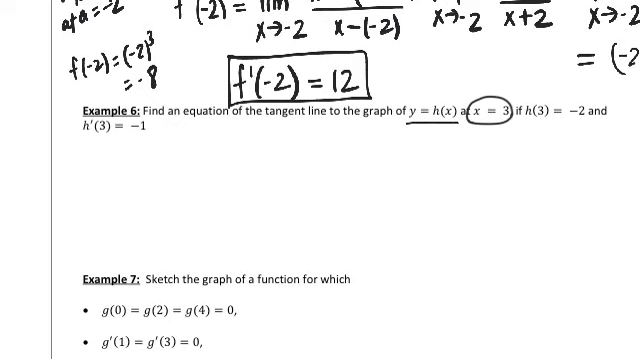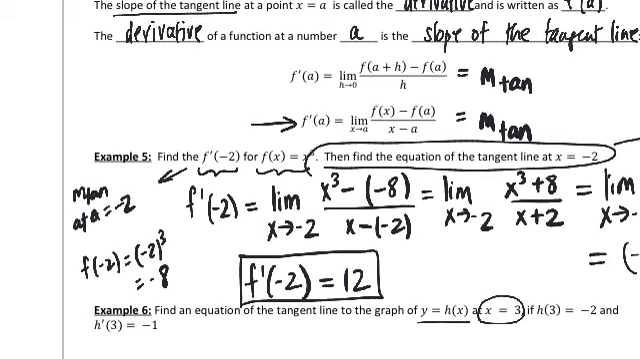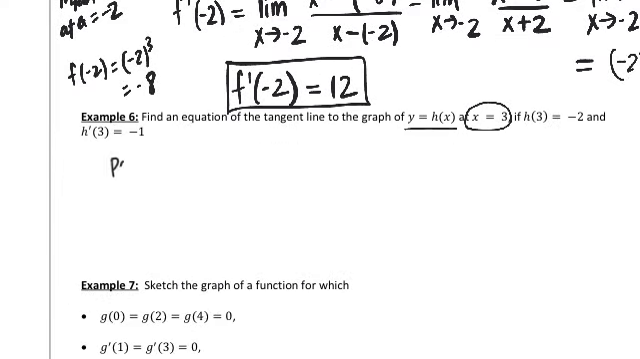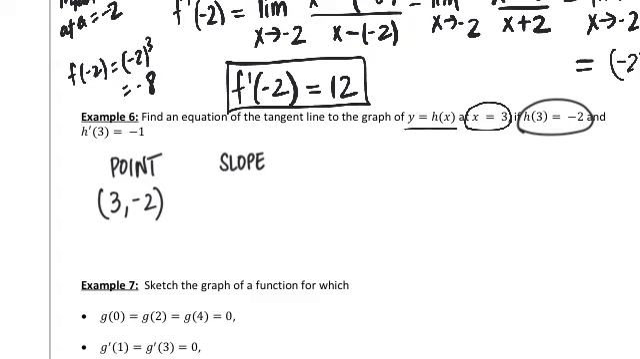So it's like our a in this equation, or in either of these equations. A is equal to 3, so the point that we're at on this graph is 3. H of 3 is negative 2, so the y value at that point is negative 2. So we've got the point. The slope of the tangent line at that spot, right, is the derivative, which they gave us. So the slope is negative 1.